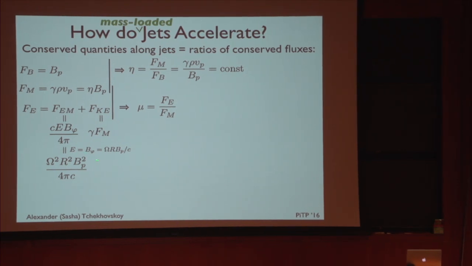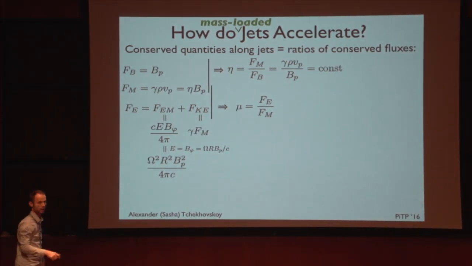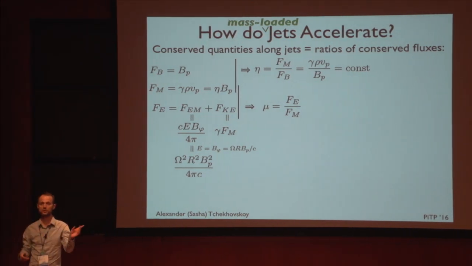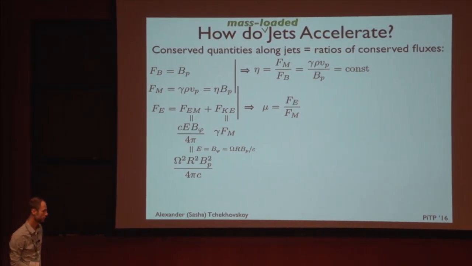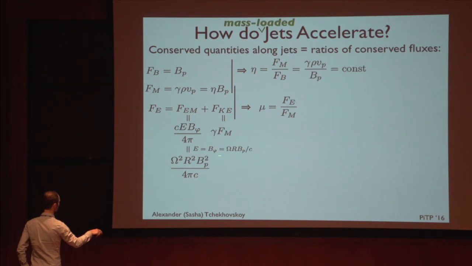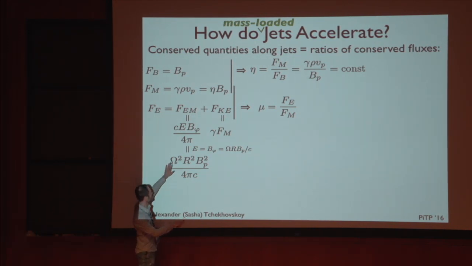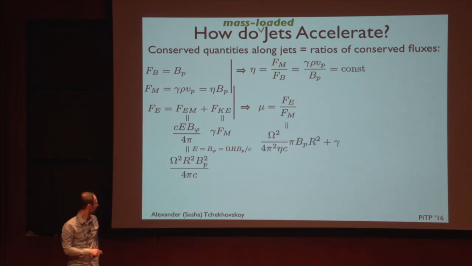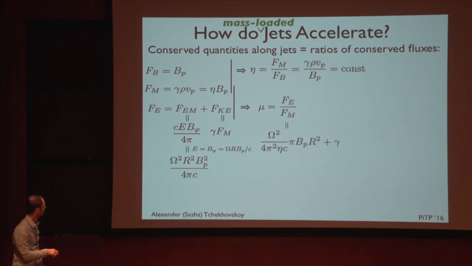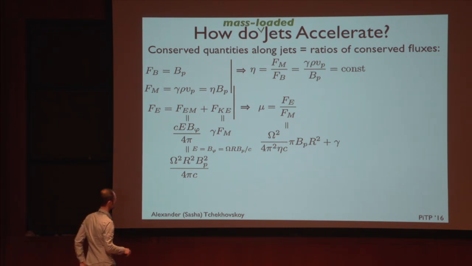E is approximately B_phi, and it's given by the product of velocity times B. This is really nothing other than the Ferraro condition. And if I plug both of these in here, then I will get the square of this divided by 4 pi c. So I can plug this into here, and what I'm going to get is actually quite interesting.